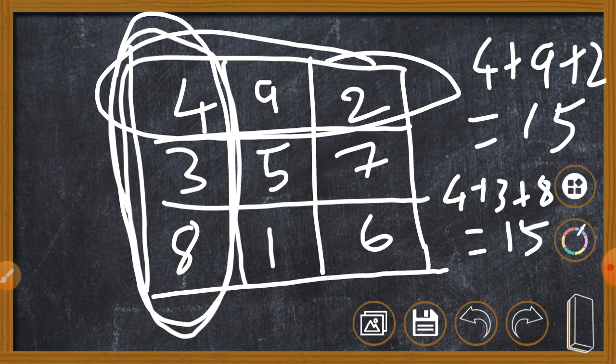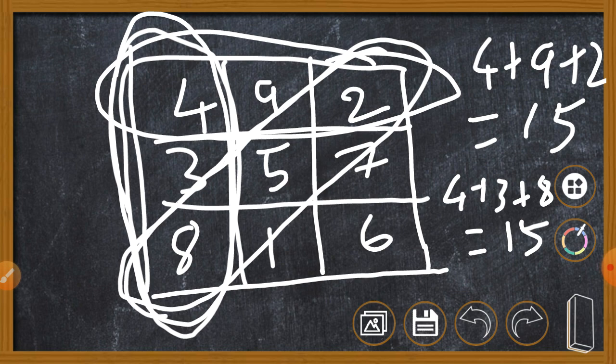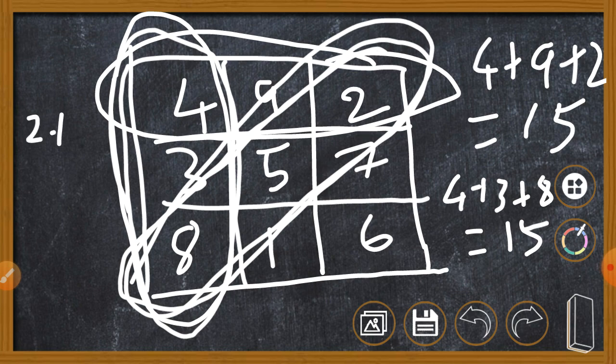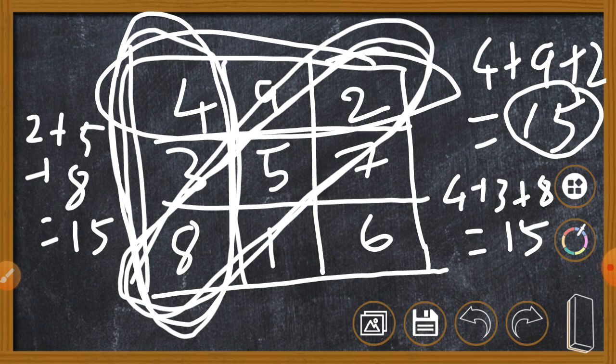Now if you decide to go from corner to corner, from 2 to 8, so what is it? It is 2 plus 5 plus 8. What is 2 plus 5 plus 8? 2 plus 5 plus 8 is 15. So you can see that in all the cases the answer is 15.